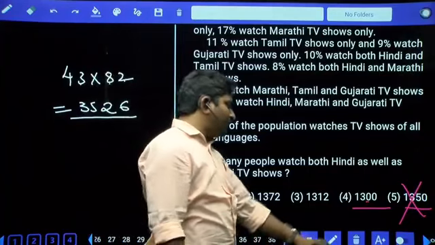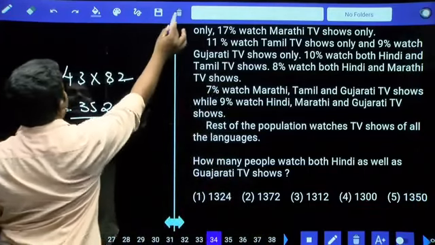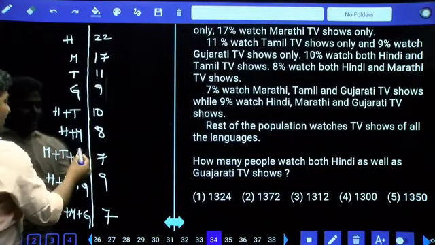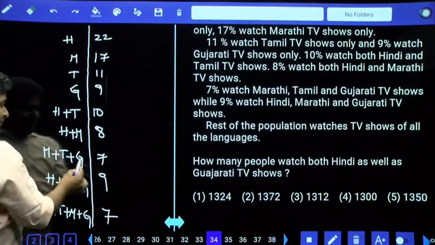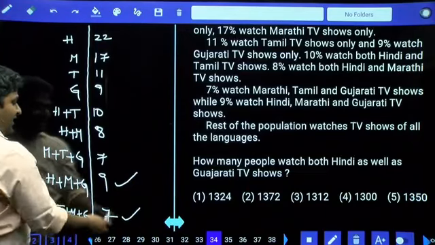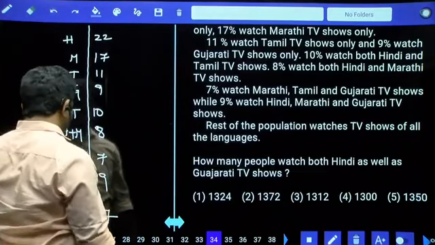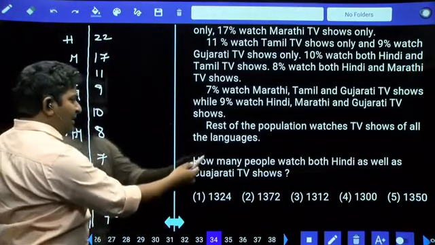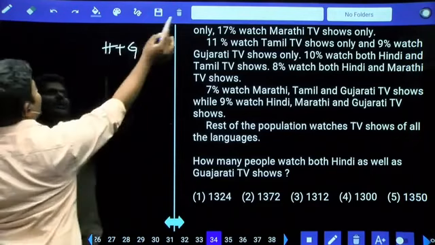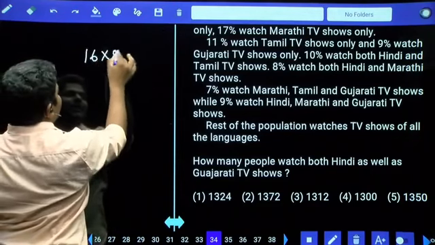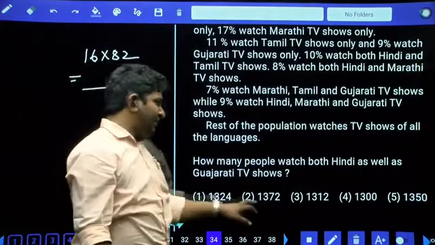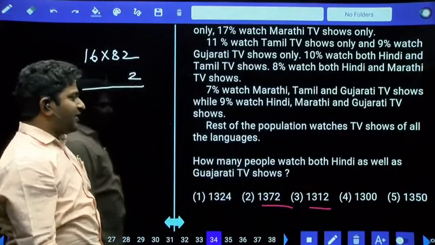How many people watch both Hindi as well as Gujarati? H and G both should be there. H is there, G is not there. G is there, H is not there. H and G, yes. H and G, yes. 9 plus 7, that is equal to 16. Hindi and Gujarati, right. So 16 percent we have to calculate. That is 16 into 82. 6 into 2 ends with 2. Answer should end with 2. How many options are there? Yes, 2 options are there.